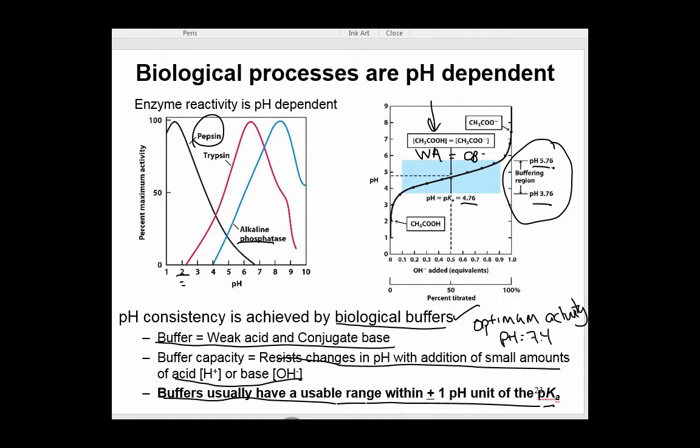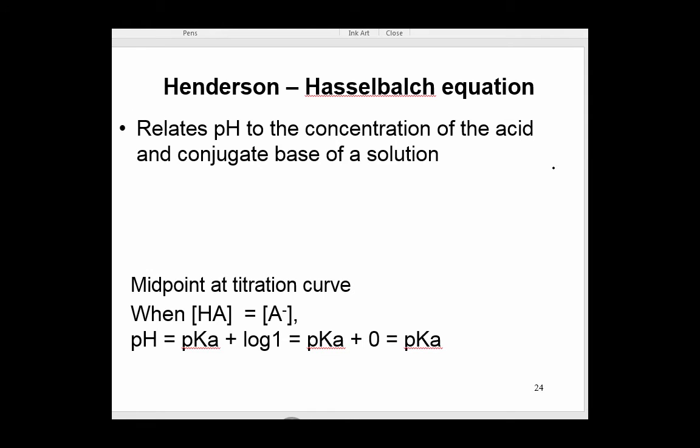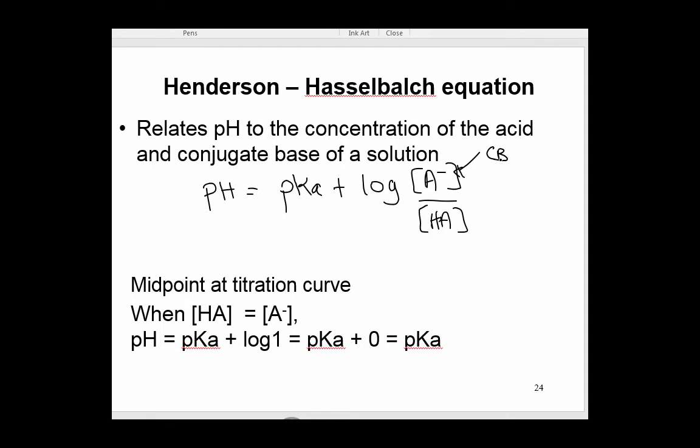All right, so how can we relate pH to pKa? Well, we can relate it using the Henderson-Hasselbalch equation. This is how we can relate pH to the concentration of the acid and the conjugate base in solution. So if you remember it, and if you don't, you need to, pH is equal to the pKa of the solution plus the log of the concentration of the conjugate base over the concentration of the weak acid. A minus is the conjugate base, HA is the weak acid.